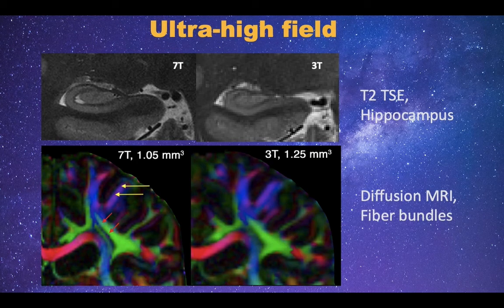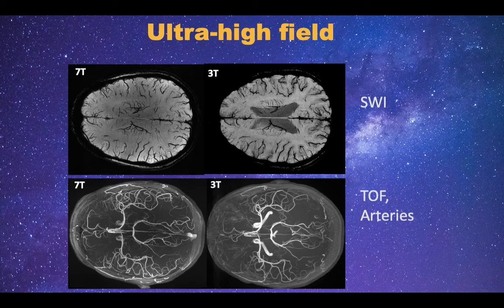critical for imaging small regions such as hippocampus, as demonstrated by this T2 TSE image. With diffusion MRI, we can see better delineation of the fiber bundles at 7T compared to 3T. Another example of the 7T advantage is the SWI, which further benefits from the increased susceptibility effect. From this figure, you can see that more veins can be seen with better contrast at 7T. The last figure I show here is the TOF image. With 7T, the background tissue signal is better suppressed and the arteries are more visible.